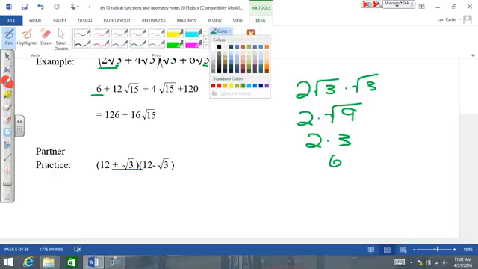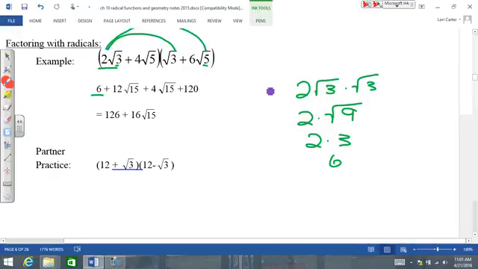Okay, what do I multiply next? The 4. Okay, so 4 square root of 5 times the square root of 3. So 4 times what? 1. So that's 4. And then under the radical, square root of 5 times the square root of 3 is the square root of 15. 4 square roots of 15.